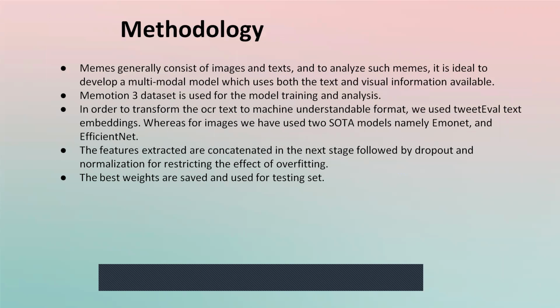For the methodology, we looked at a range of datasets currently available on the internet, and found that the Memotion 3 dataset is one of the state-of-the-art datasets, consisting of around 10,000 images, and we used that dataset. We used deep learning to extract features from the image, and we used TweetEval for extracting the text features. Once those features are extracted, we concatenated them, trained the model on the training set, and then with the best weights we tested on the test set.